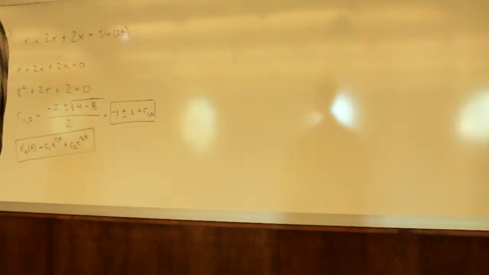Doesn't it have to be e to the negative t times c1 cosine of t plus something? That's if you use Euler's. If you use Euler's, you'll break it out into cosines and sines, but you can just leave it like that. There's nothing wrong with an imaginary number in an exponent.